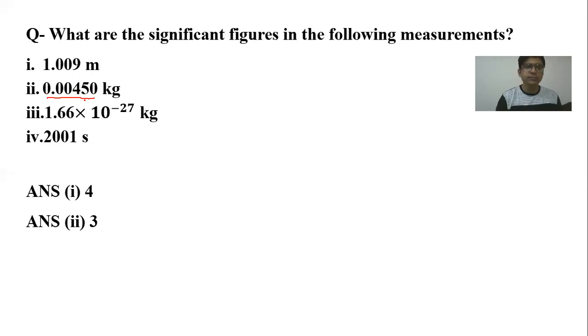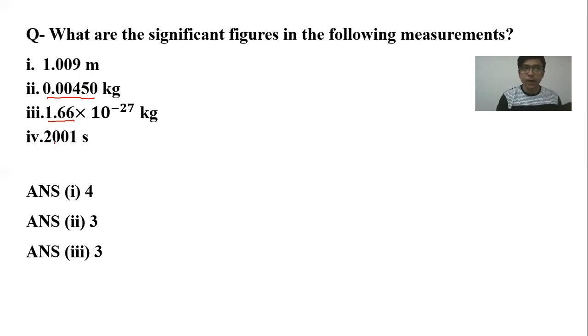Part 3 is very simple, because all of them are non-zero numbers. So we have 3 non-zero numbers, so again the answer would be 3. Very simple. Now for part 4, you can see the number is 2001. 2 and 1 are non-zero numbers, so they are significant.